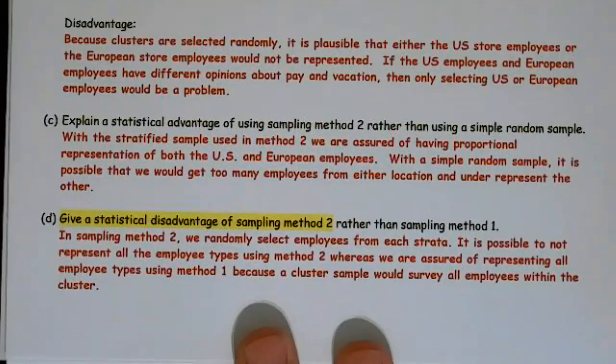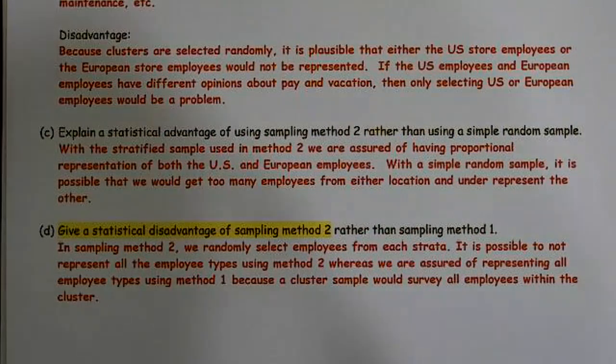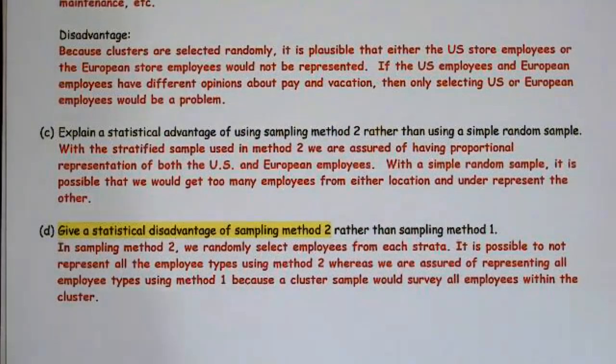I added part D. And part D is basically just restating what we just said: give the statistical disadvantage of sampling method 2. Well, does the stratified have a statistical disadvantage compared to method 1? So is there a disadvantage for using the stratified over the cluster? And the disadvantage would be with a cluster sample, we are assured to represent all employee types. But with a stratified, we very well may miss employee types, although we'll represent both countries or both nations.